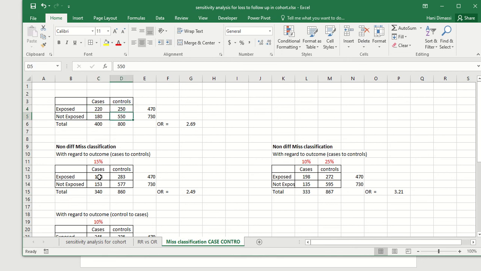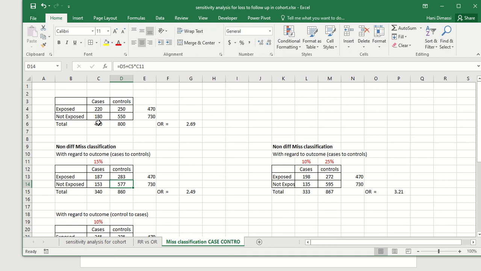So you remove 15%: instead of 220, we have 187, and the 33 that we removed we put them here. They're here, and also I'm going to take 15% of 180. I remove them from the 180, I'm left with 157, and I put them here. So I end up with 577.